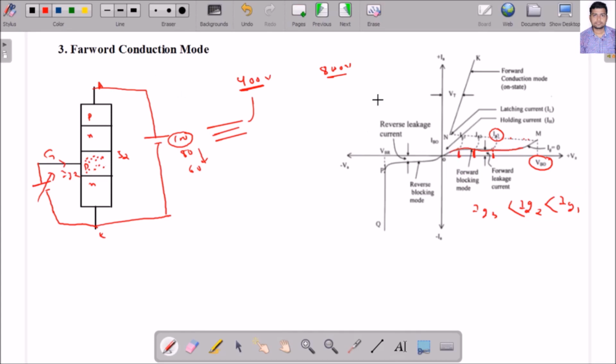So in the forward conduction mode, this region, from N to K, comes in the range of forward conduction mode. And why is it represented by a dotted line? Because it is an unstable region, because of the negative resistance region, because here voltage decreases and current starts increasing, so it is known as the negative resistance region. This is all about forward conduction mode.